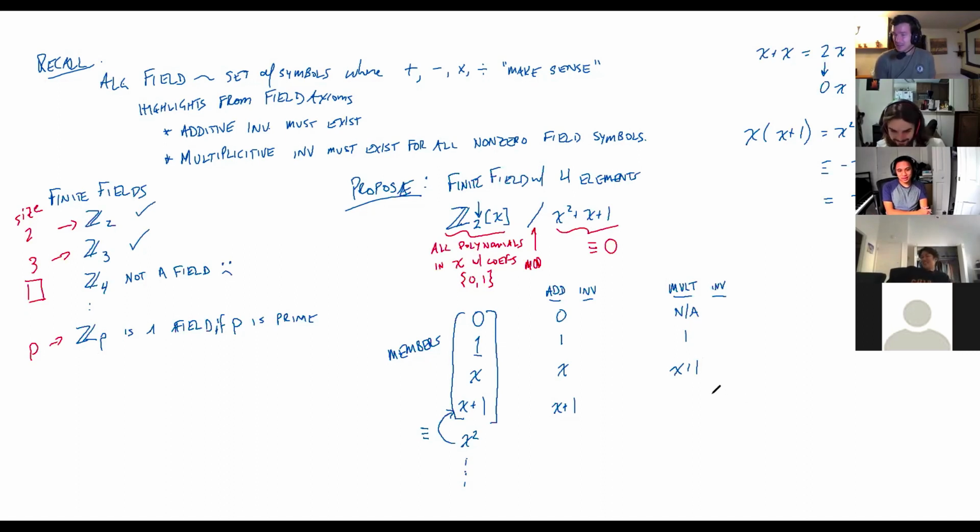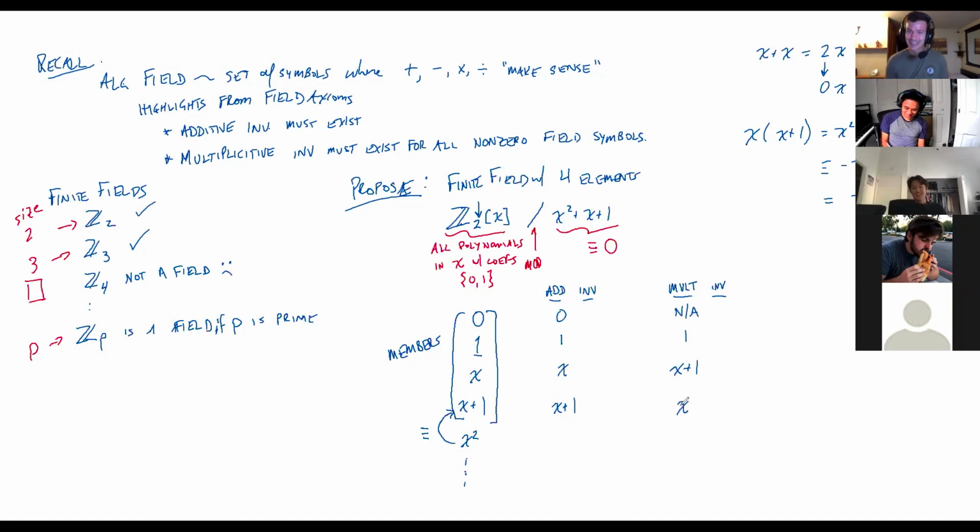Okay, so let's see. Does it follow that if x plus 1 is the multiplicative inverse of x, that x is the multiplicative inverse of x plus 1? Yes. Good. Yeah, because one of the field axioms actually is that multiplication is commutative. And you would want that to be true because there's no reason that I couldn't just write the x over there in this little exercise and I get the same answer. Good job, Jack. I got you.